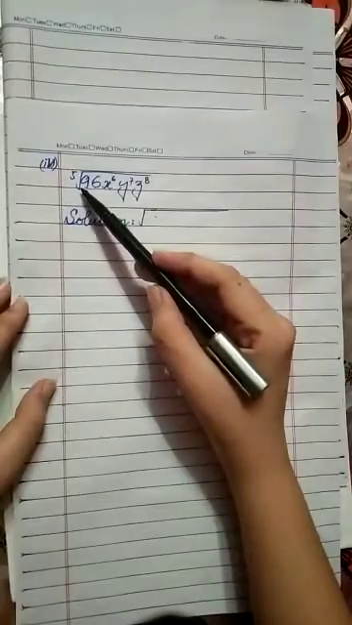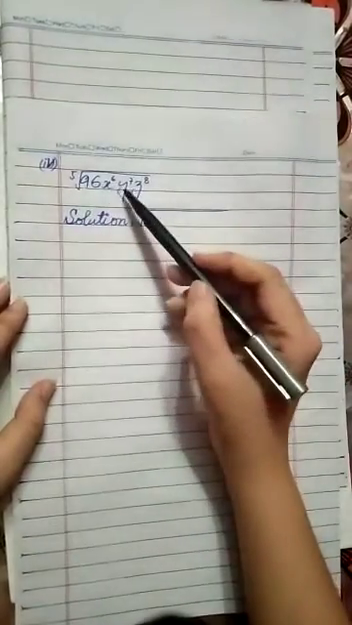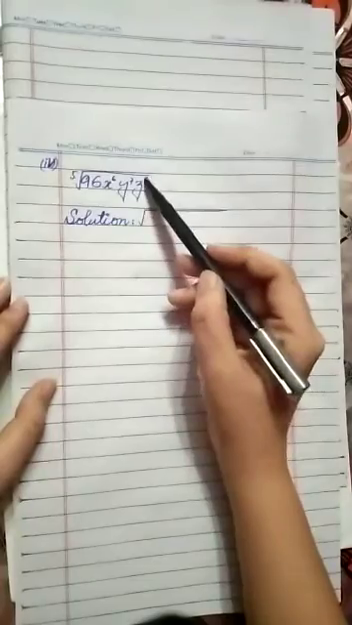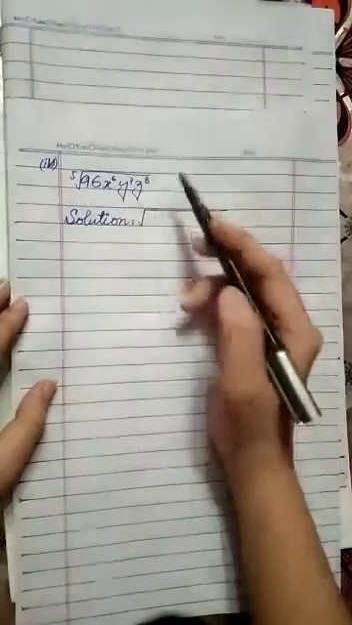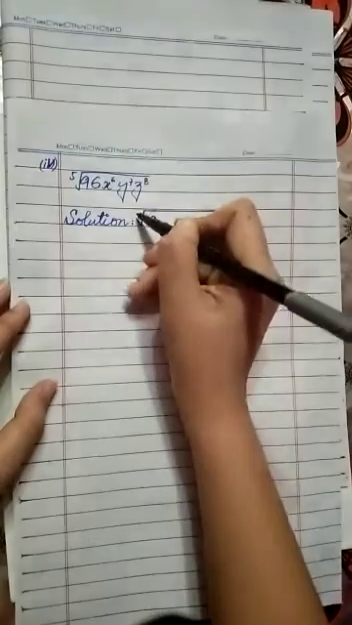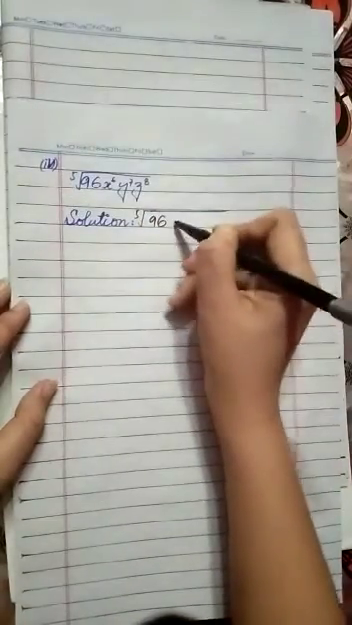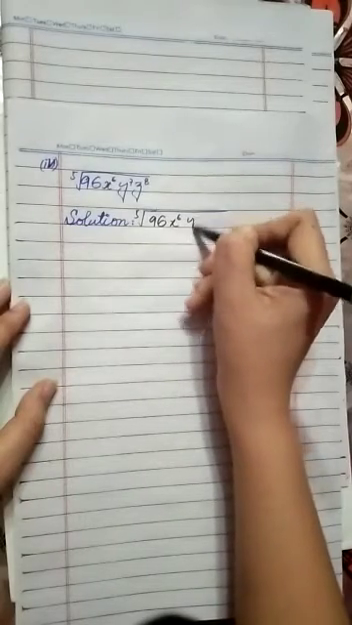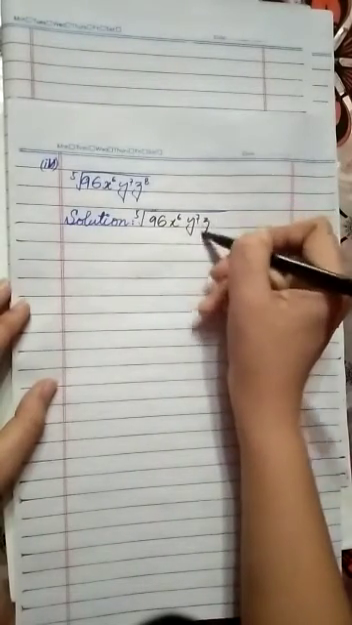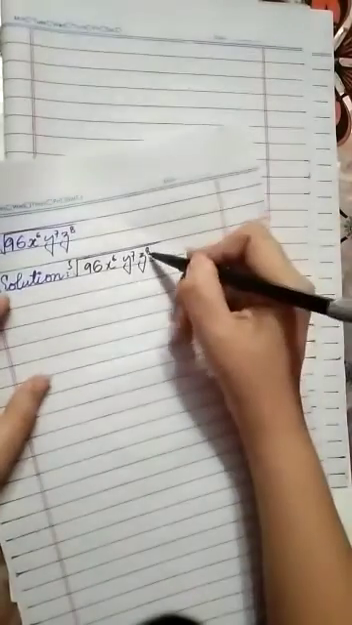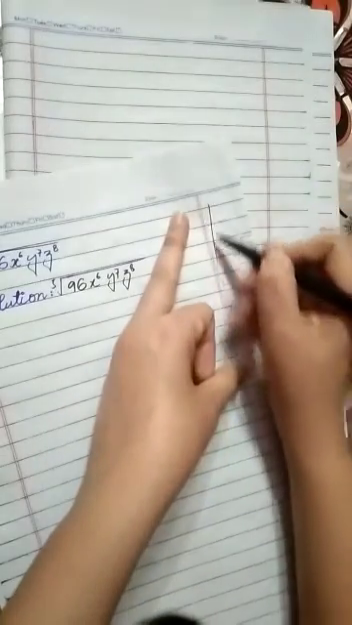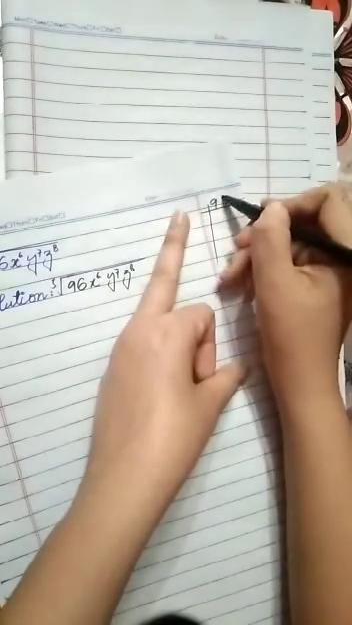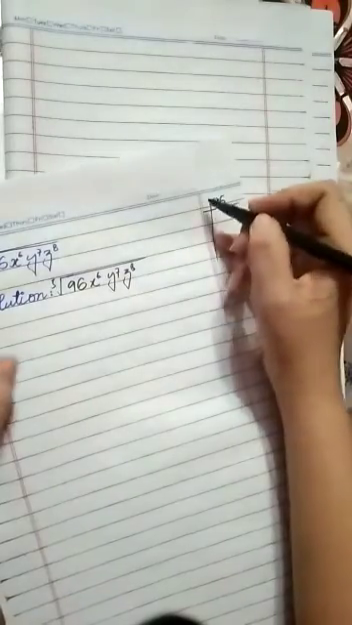Okay students, question number 1 part 4. Square root of 96 x power 6 y power 7 and z power 8. Its root power is 5, so we will simplify it. 96 x power 6 y power 7 and z power 8, with the same method which we have used in part 1. First of all, we will simplify 96.